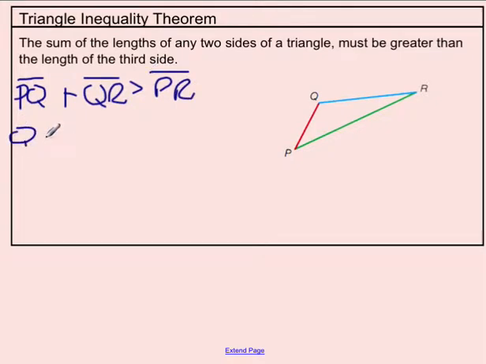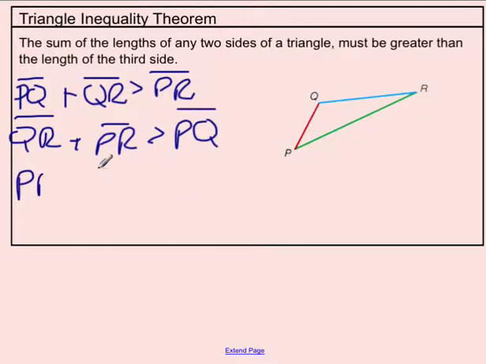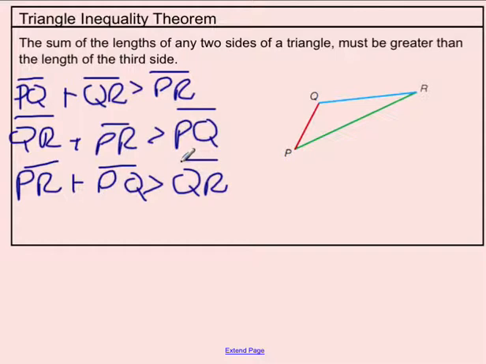Likewise, QR plus PR needs to be greater than the line segment PQ. Also, the line segment PR plus the line segment PQ needs to be greater than the line segment QR. So no matter what two sides you put together, the two of them added together need to be greater than the third side. If that isn't true, then you do not have a triangle. Okay, so let's take a look at that.